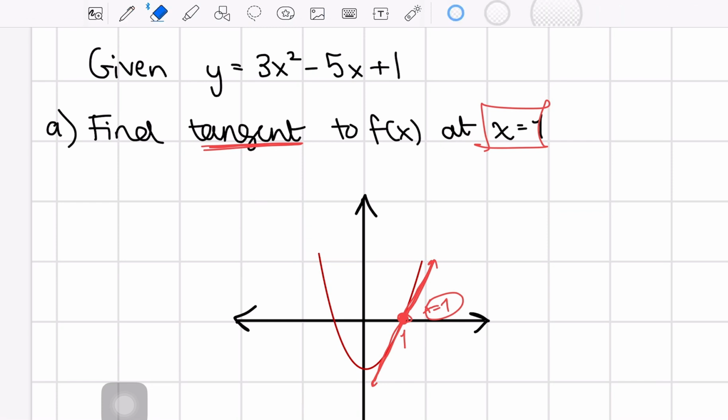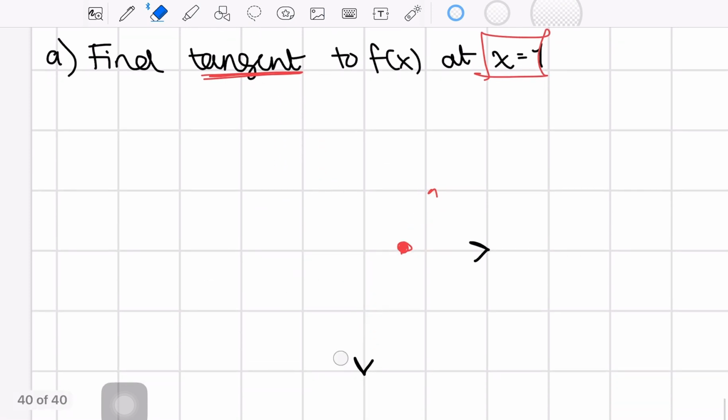Oh, do we have the tangent? It says find tangent, so we don't know if they're talking about the line, or they didn't really say gradient, so I'm assuming it's the line. But we're going to find both just to show you how to do both. So yeah, this is what a tangent to the line is.